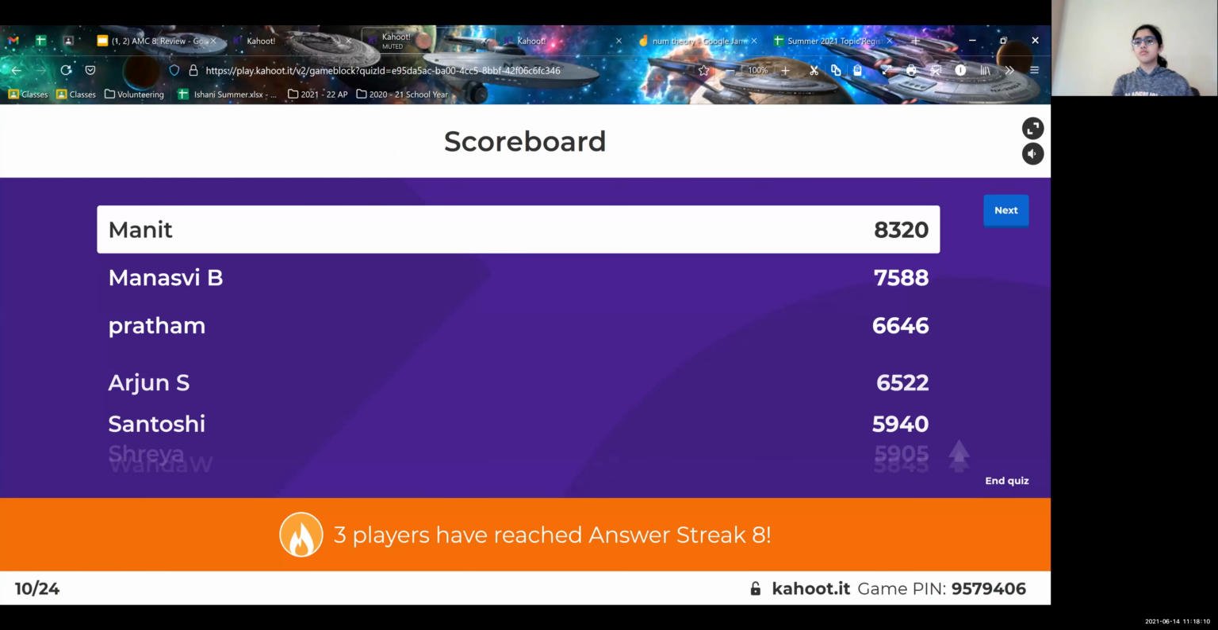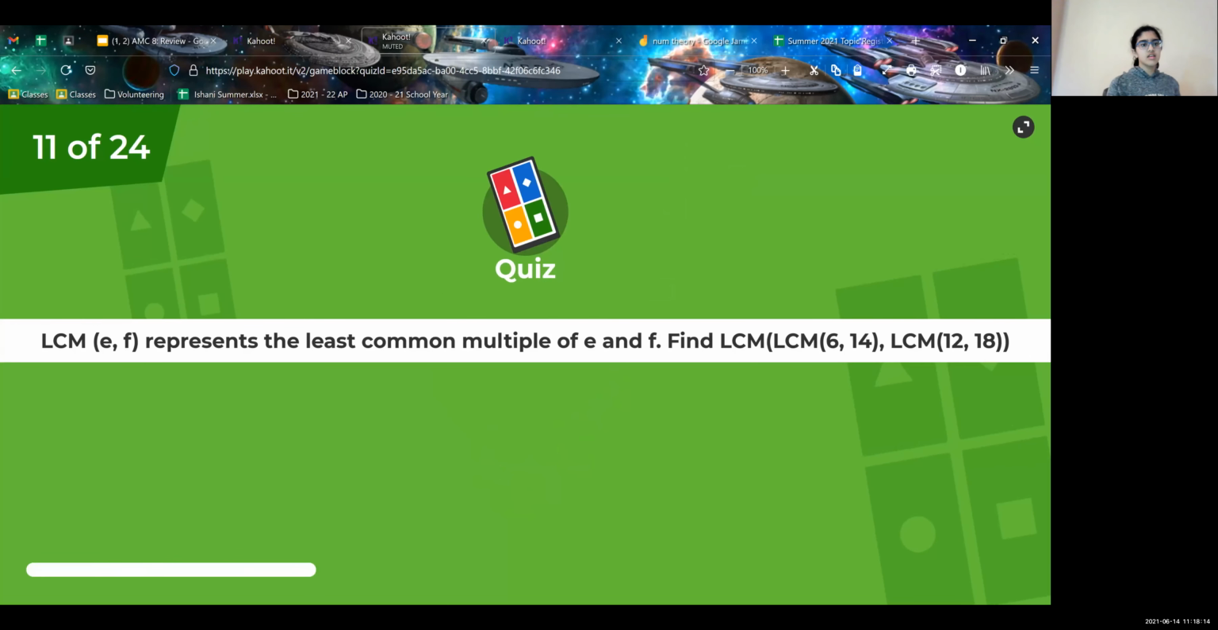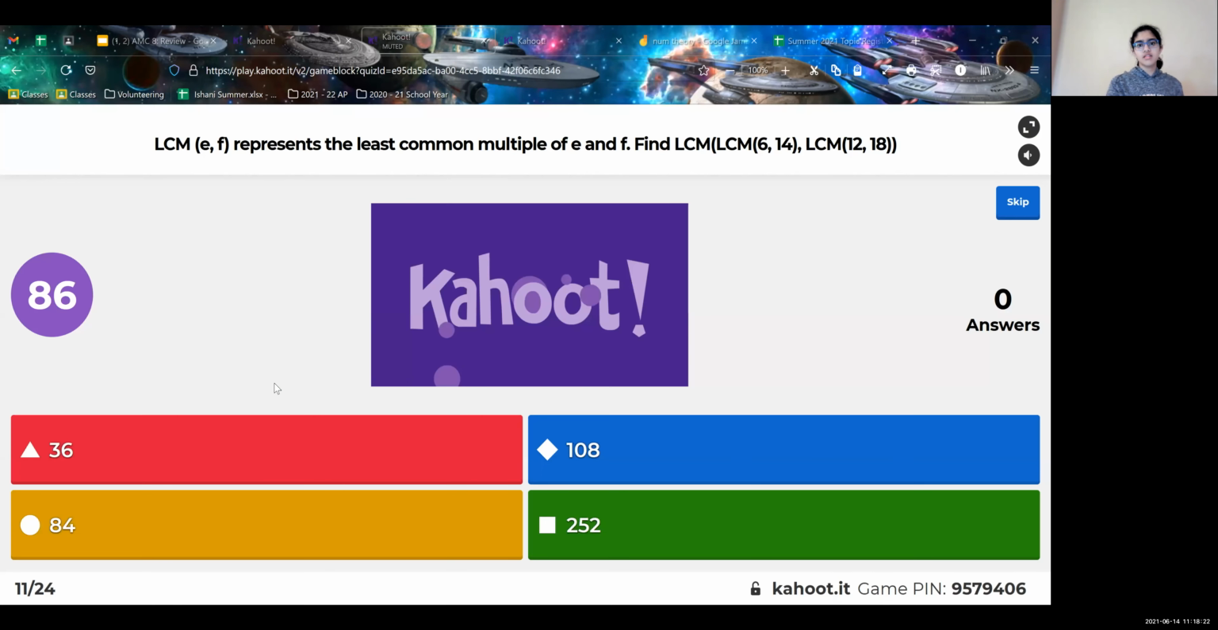So you should practice previous tests, and previous tests can be found on AOPS. Just search AOPS AMC 8 and you should be able to find exams. So the LCM of E and F represents the common multiple of E and F. Find the LCM of the LCM of 6 and 14 and the LCM of 12 and 18.